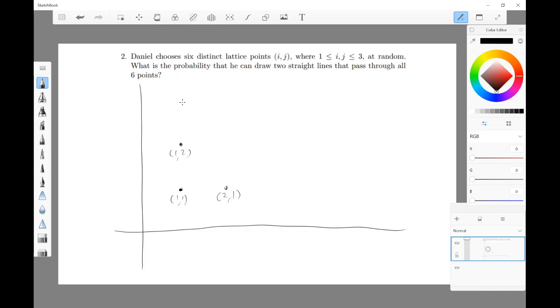So let's fill in the rest of the lattice points, shall we? Alright, close enough. We don't need specifics here. Just make sure you get the right answer and we'll be on our way. What's the probability that, given that he chooses 6 points at random, like for instance, maybe he picks this one, this one, this one, this one, this one, this one, then he can draw 2 straight lines that pass through all 6 points.